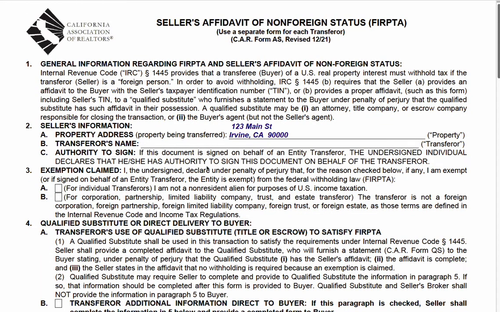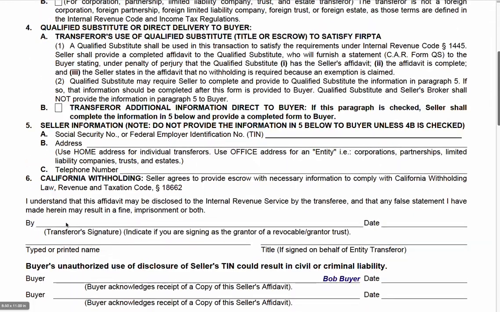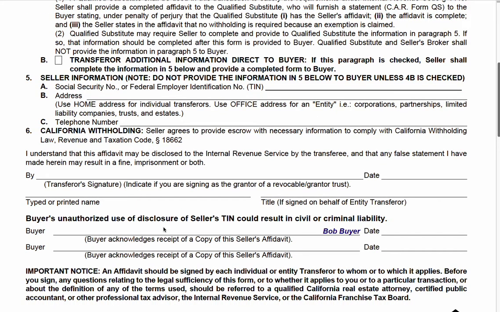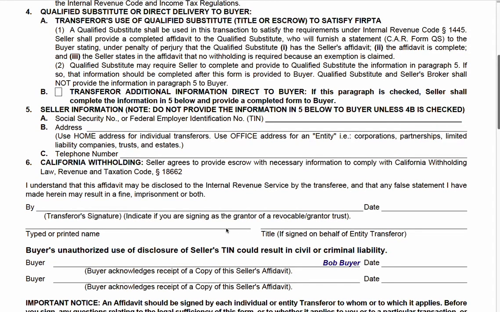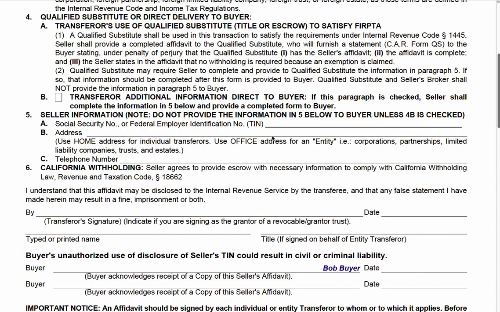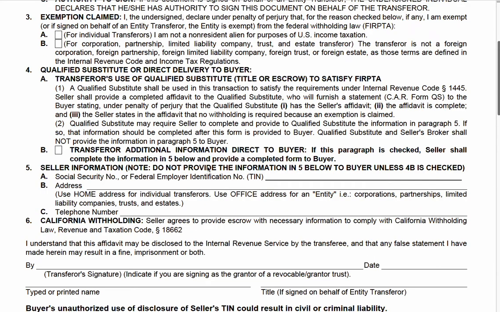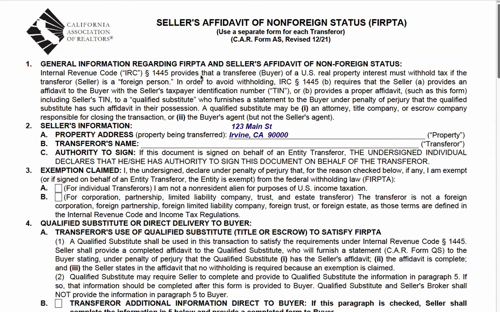I see this on files where people submit the FIRPTA and the seller signs, but they don't fill this part out, or they might fill their address out but not that, or something like that. And I see buyers sign this sometimes. What the buyer doesn't know is that they're signing on for a major tax bill if anything goes wrong. So if this is not filled out right here, this form's unacceptable, 100%. It's useless. So here's the workaround.